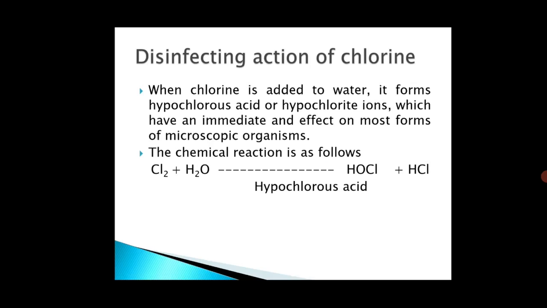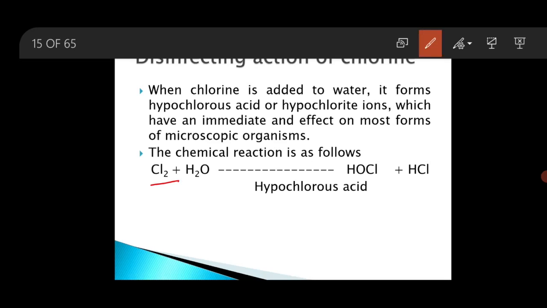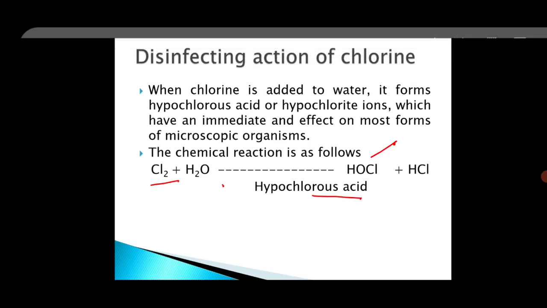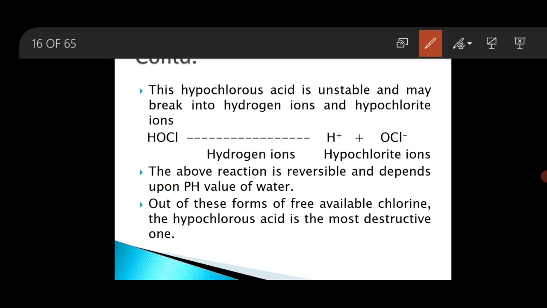So, when chlorine is added to water, it will form hypochlorous acid or hypochlorite ions, which have an immediate effect on most forms of microscopic organisms. So this is the reaction. This hypochlorous acid formed is very unstable. See here, it may break into hydrogen ion and hypochlorite ion, that is OCl minus. So this reaction is reversible and depends upon the pH value of water.